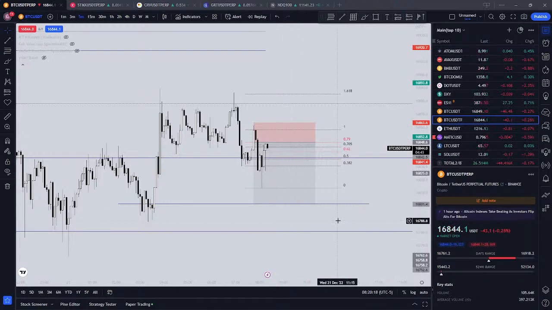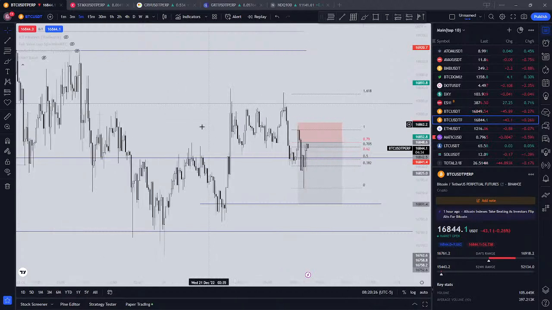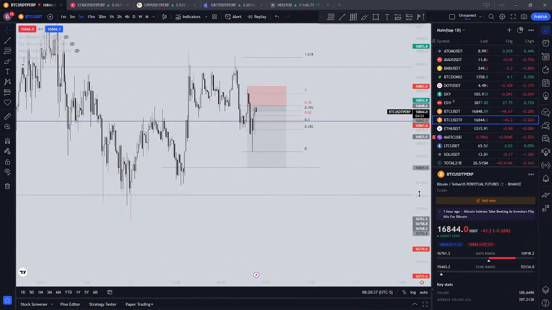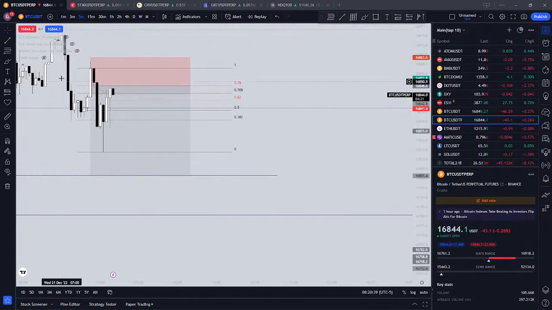It looks all right. I think it's still going to go down, perhaps. But yeah, I wouldn't necessarily trade this right now for this reason. You have equal highs and inducement, which is not a good sign for shorts. Anyways, let's see how it plays out still.